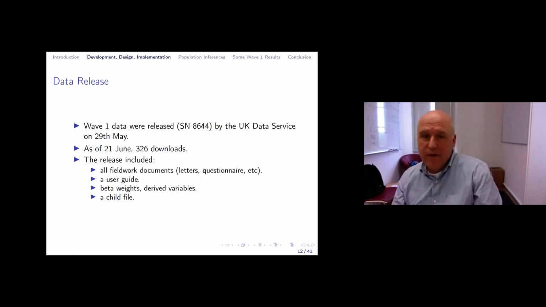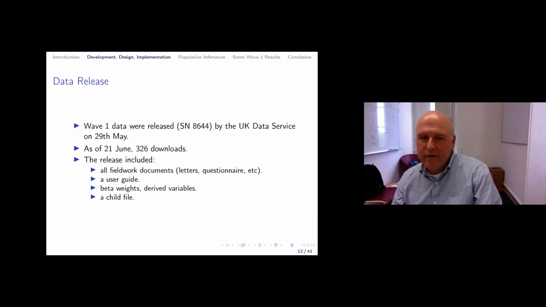We released data on the 29th of May. Anybody can download this data by registering with the UK Data Service. As of 21st of June, we have 326 downloads, 321, I think. So this was as of last week. Discrete projects have been registered. About half of those are by academics, but about a quarter of them are from government and the voluntary sector. We know, for example, that Treasury is using the data, as well as other government departments. So we've had enormous uptake of the data very, very rapidly.